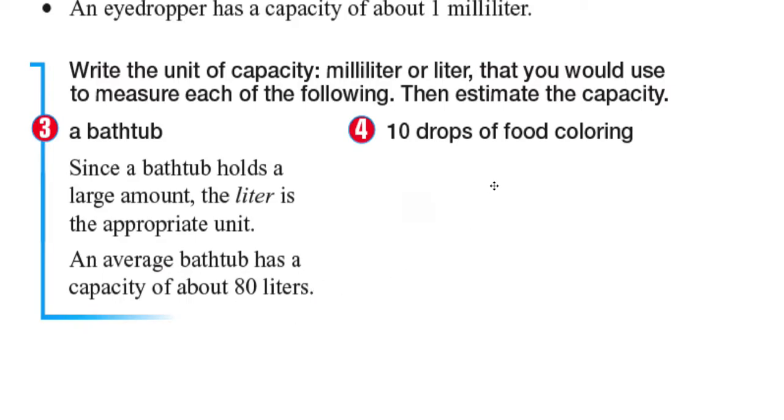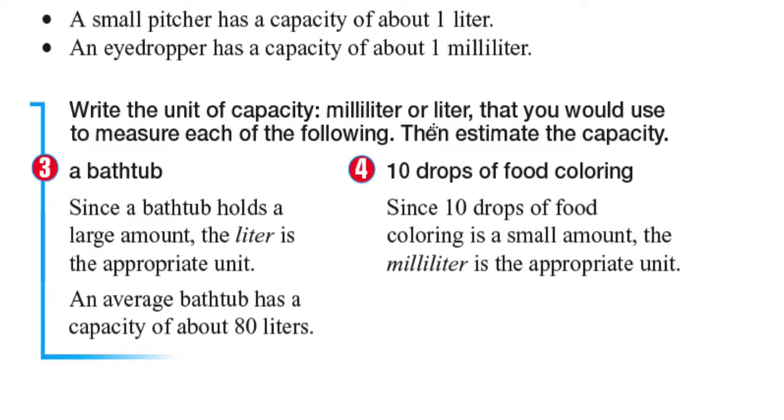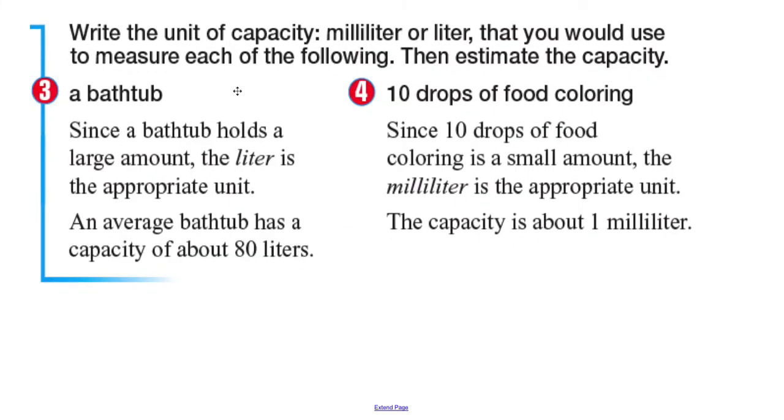10 drops of food coloring. Again, small amount, so we will use the milliliter as the appropriate unit. Since we know that an eyedropper has a capacity of about 1 milliliter, we can say that the capacity of 10 drops of food coloring is about 1 milliliter. And that's about it. Very short lesson, boys and girls.